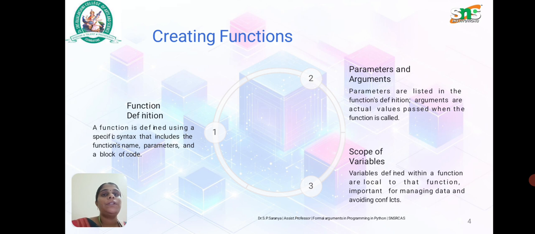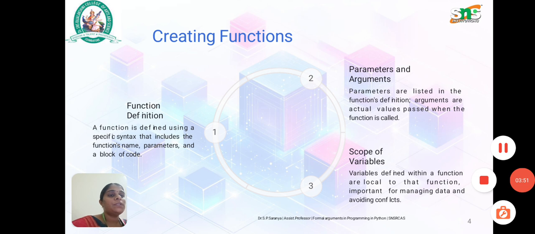Next, creating a function. A function is defined using a specific syntax that includes the function name, parameters, and a block of code. How are parameters and arguments passed? Parameters are listed in the function definition. Arguments are actual values passed when the function is called. And the scope of variables: variables defined within a function are local to that function. This is important for managing data and avoiding conflicts.